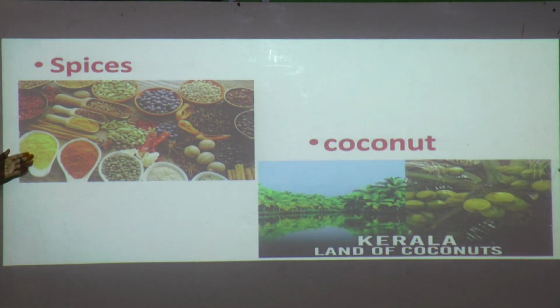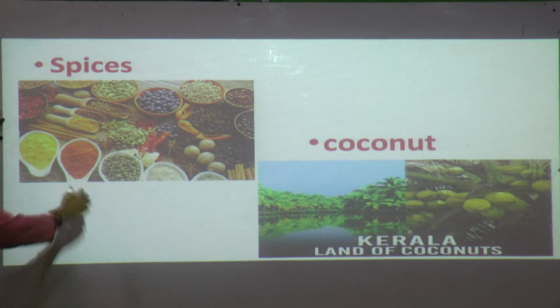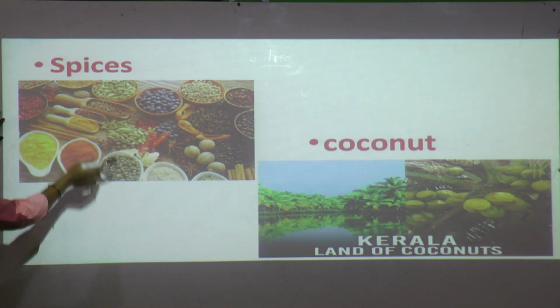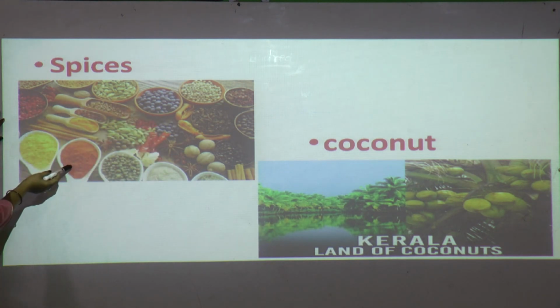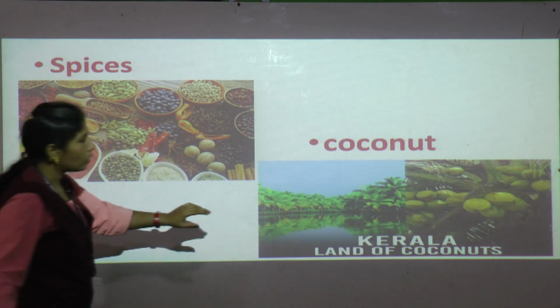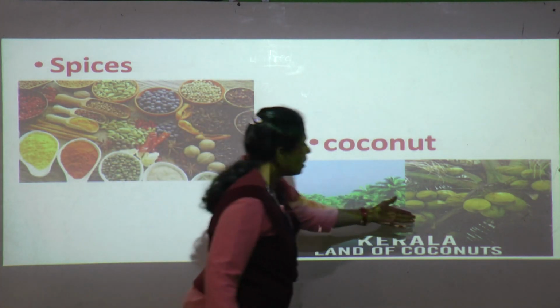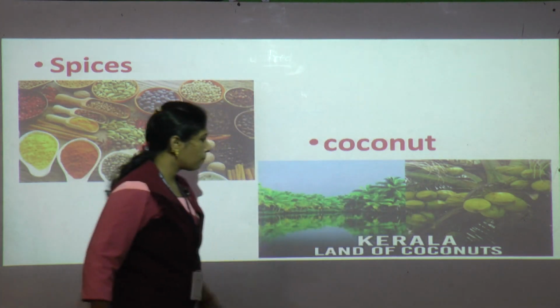So these are the spices. What types of spices do we have? These are all called spices, correct? Cardamom, this is red chili powder. There are all different types. So all of this comes under spices. They are produced in Kerala. And what is this? Can you see? Tell me. Yes, obviously it is coconut, correct?